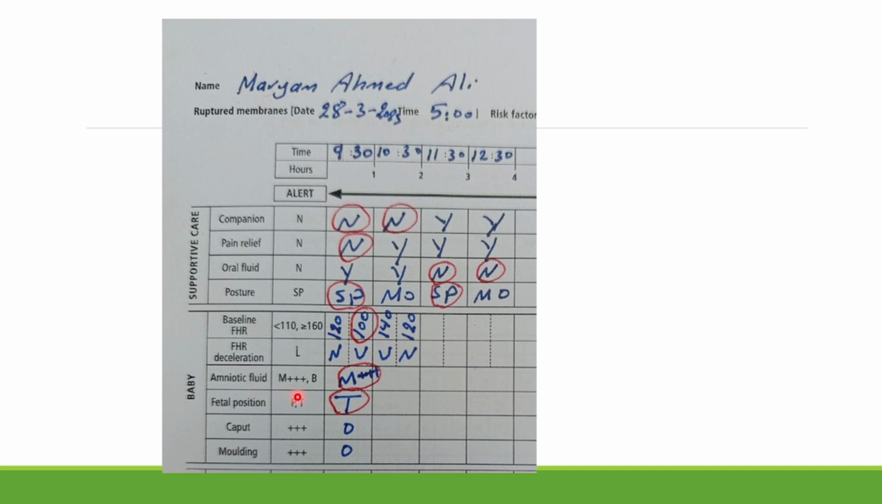What about the amniotic fluid, meconium with three pluses? So we should plot a circle. This is an alert finding. What about the position, towards occiput transverse? So we should encircle. No caput, no molding.